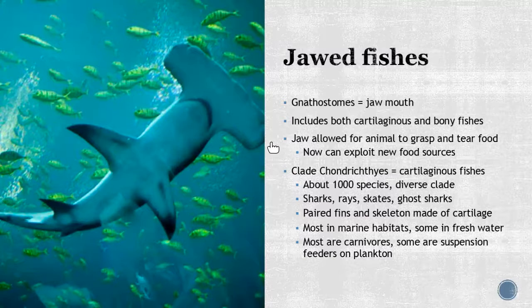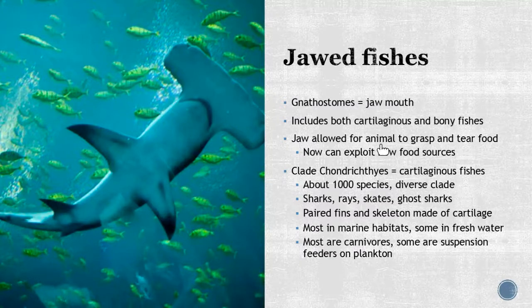Now what the jaw does, it allows for the animal to grasp onto its food. So think of a shark. They are going to fall into this group right here. And once we have that jaw, we open up a whole new world of food sources, so we can actually get bigger and more complex.